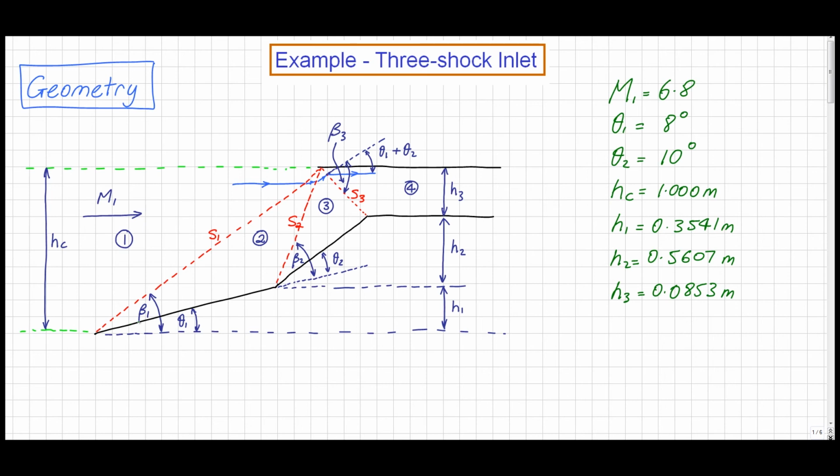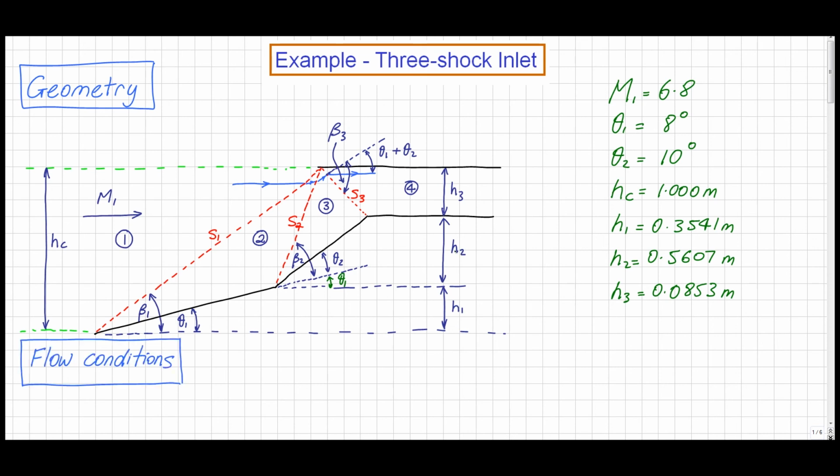I'm not going to go into the details here of how we calculate those numbers, but I will say that if we look at the geometry here, if we know what the length of this first inlet surface is, and we know what the angle θ1 is, then we can determine what h1 is. Similarly, if we know the length of the second inlet surface, we can work out h2 from the length of that surface and θ1 and θ2. So this angle in here would be θ1. And then h3 is just going to be hc minus (h1 plus h2).